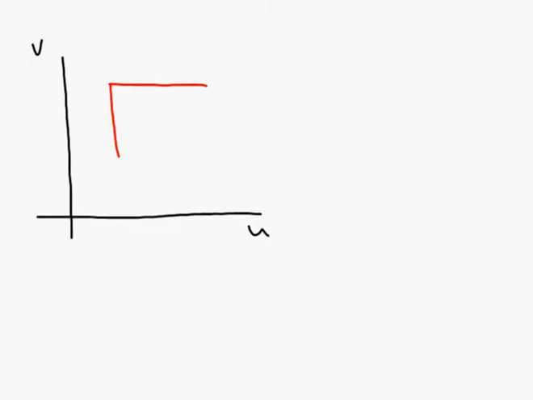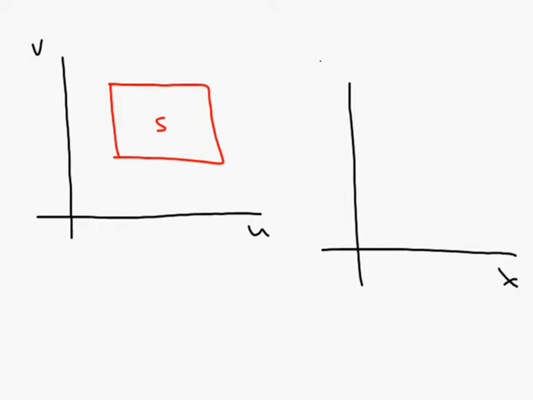All right, so we're going to start with a more general form of what we had looked at before. We're going to say we're in the UV plane and we have some region S. If you think about the example we did in the prior lesson, the rectangle had a vertex of 0, 0. This one doesn't. It's just a little bit more general. And then over here is the XY plane.